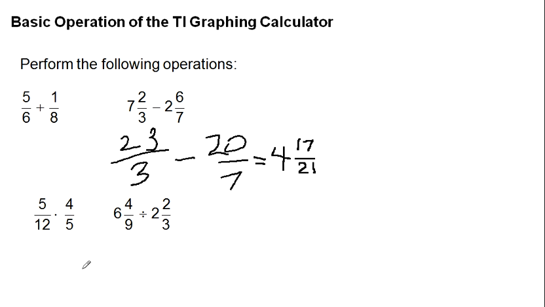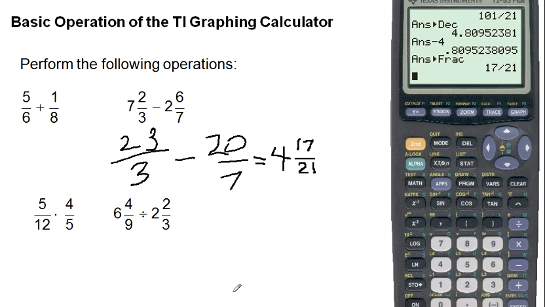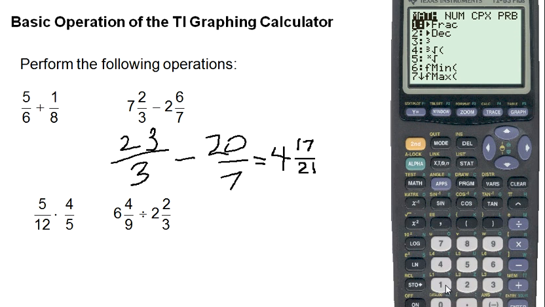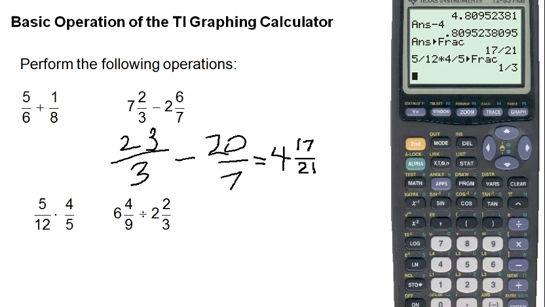Alright, let's do the next problem. 5/12 times 4/5. You can just enter that as it is. 5 divided by 12 times 4 divided by 5, Math 1, enter, and it'll give you your answer, 1/3.